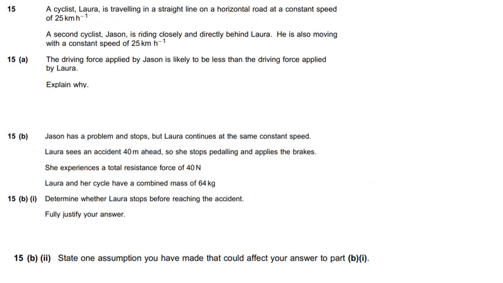Okay, so question 15, we've got two cyclists, Laura and Jason. These must be Laura and Jason Kenny, Britain's Olympic cyclists, and they're cycling at a constant speed of 25 kilometers per hour. So Laura in front and Jason closely behind her, we're told. So the driving force applied to Jason is likely to be less than the driving force applied by Laura. Explain why.